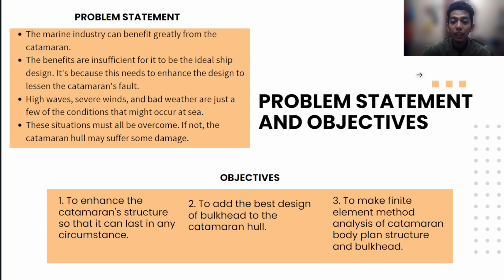Problem statement and objective. Problem statement. The marine industry can benefit greatly from the catamaran. The benefits are insufficient for it to be the ideal ship design, because the design needs to be enhanced to lessen the catamaran's failure. Hard waves, severe winds, and bad weather are just a few of the conditions that might occur at sea. These situations must all be overcome. If not, the catamaran hull may suffer some damage.